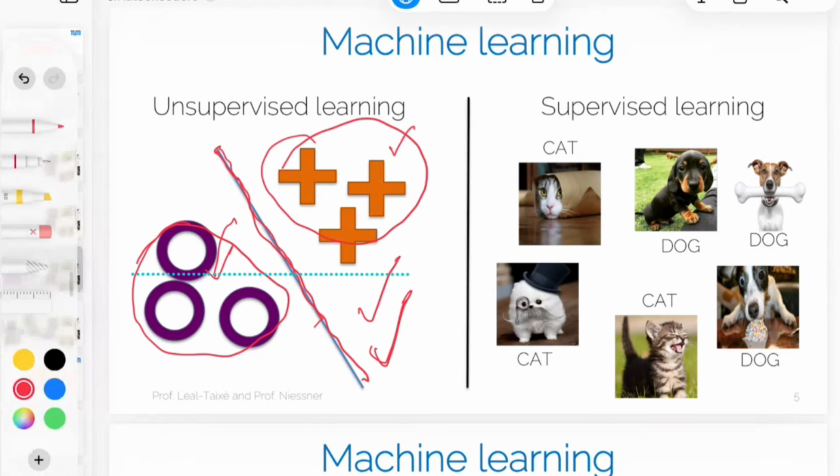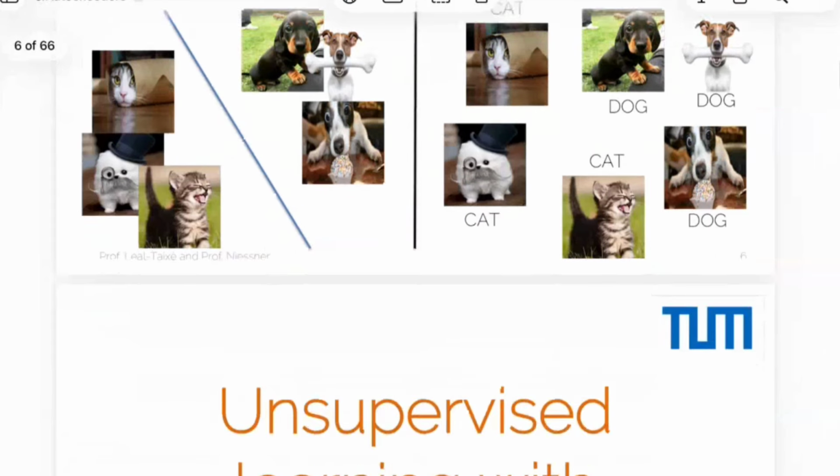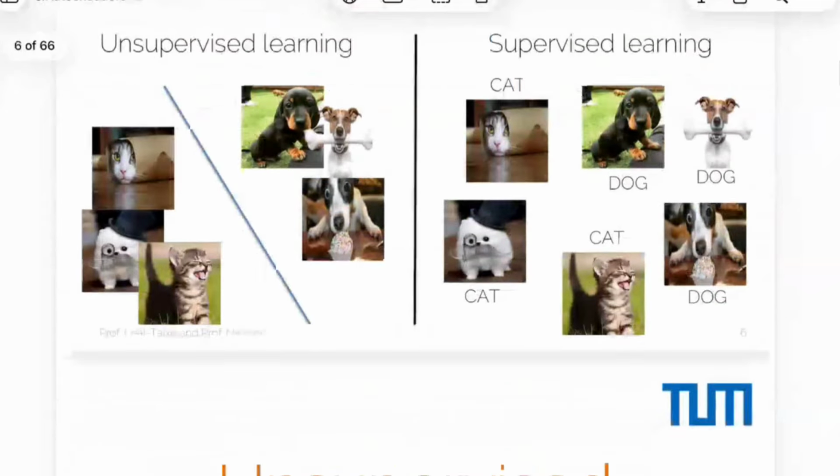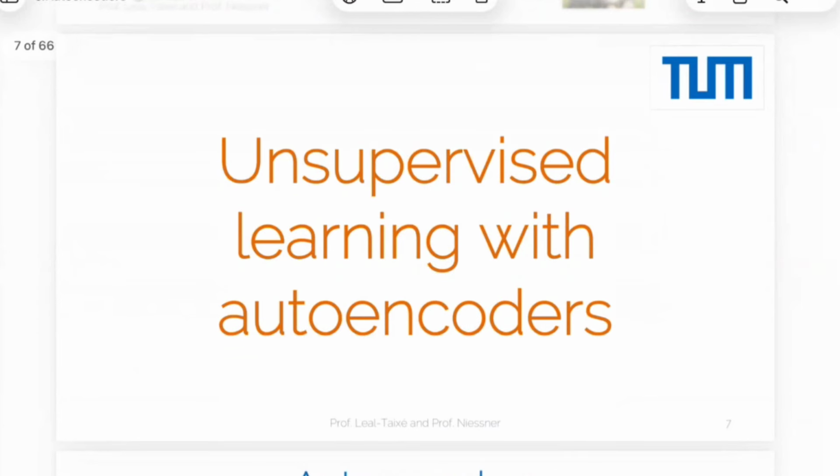Unsupervised learning can also be used for solving the classification problem, but not in a direct manner. Indirectly, you have to differentiate the data into different clusters, and then at the end we can say, hey, one cluster belongs to one class.